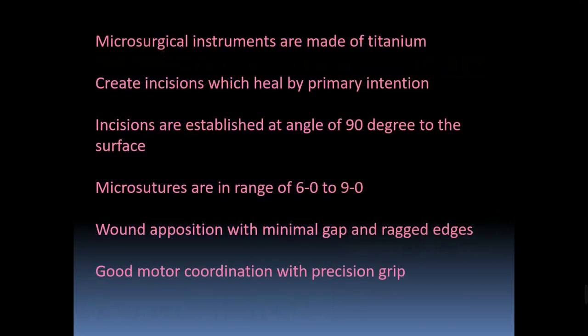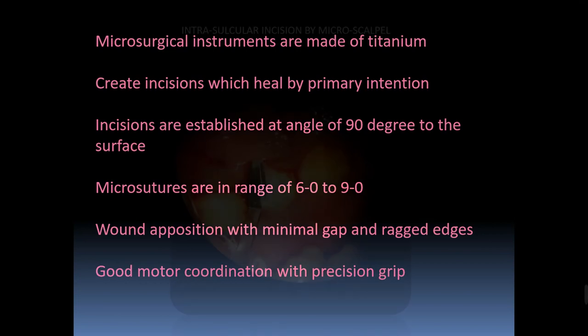The microsurgical instruments are made of titanium. They create incisions which heal by primary intention. Incisions are established at an angle of 90 degrees to the surface. Microsutures are in the range of 6-0 to 9-0. Wound apposition with minimal gap and ragged edges is present, and there is good motor coordination with the precision grip.